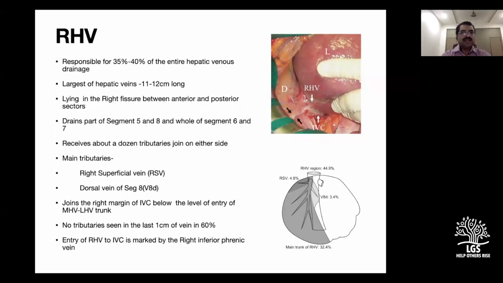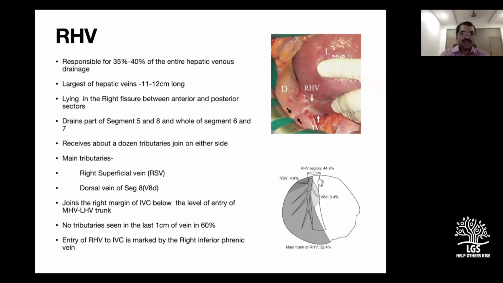So the right hepatic vein is actually responsible for around 35 to 40% of the entire hepatic venous drainage area. So in most persons, the right hepatic vein drains the majority of the liver. It has a length of around 12 centimeters, and it is seen in the right fissure between the anterior and posterior sectors. I will come to the segmental anatomy soon. It drains part of segment 5, segment 8, and the whole of segments 6 and 7, if there are no other veins such as right inferior veins, and it receives around a dozen tributaries on either side.